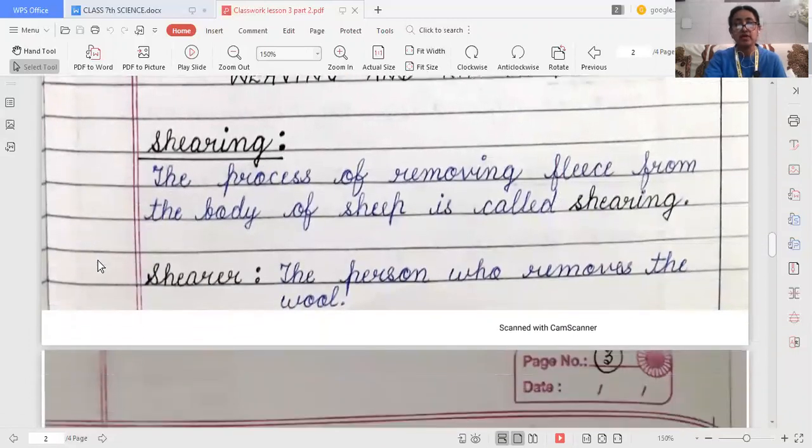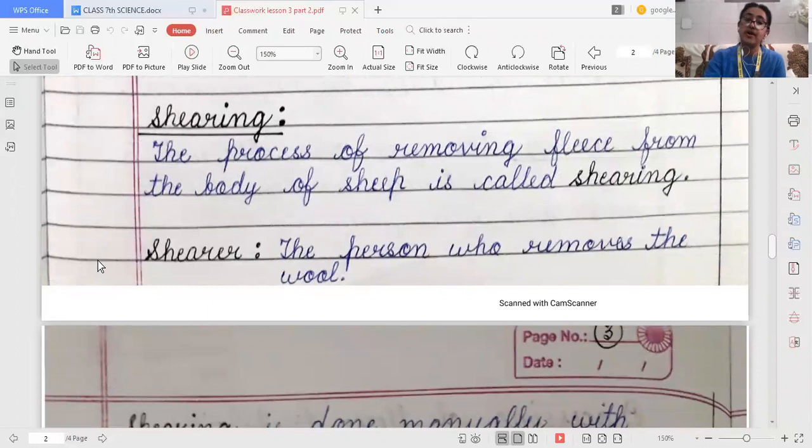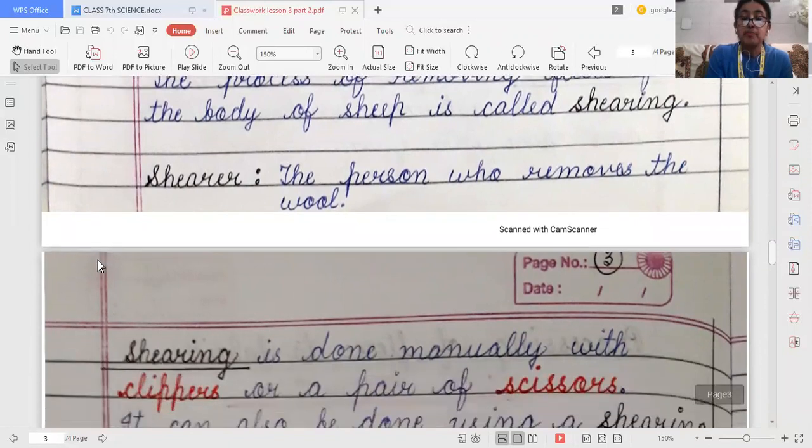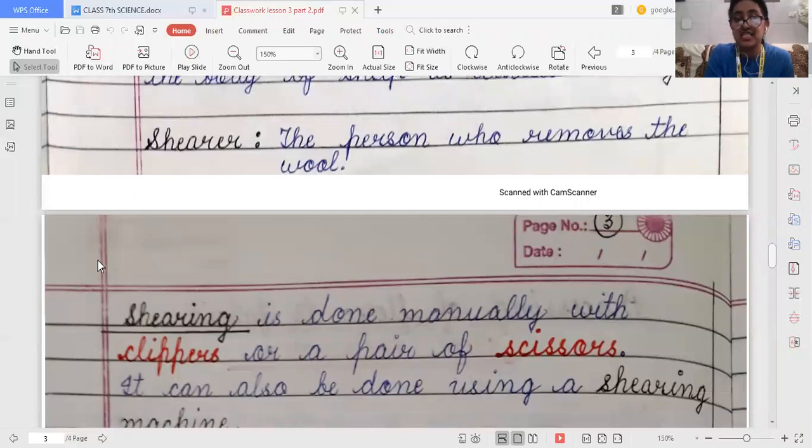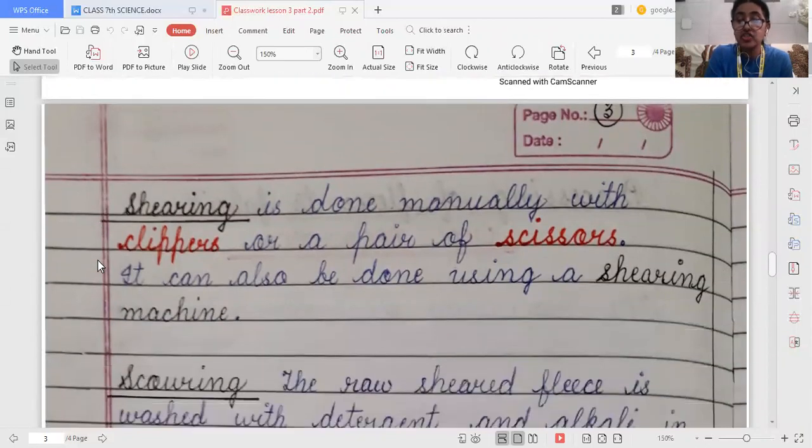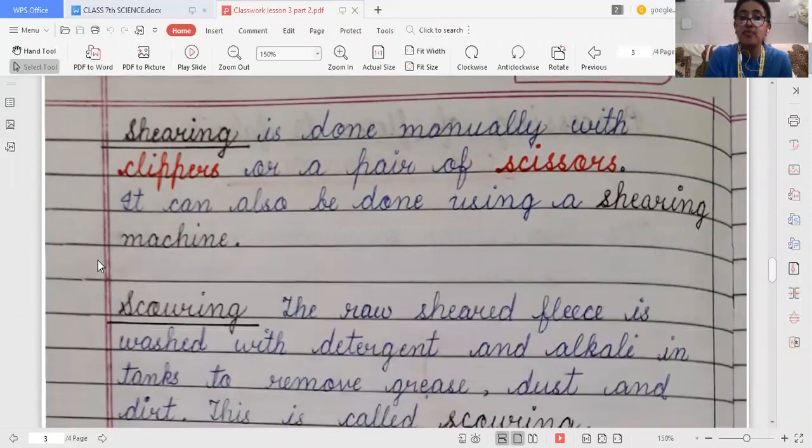Now we will go one by one along with this. First of all is shearing. Now what is shearing? The process of removing fleece from the body of sheep is called shearing. Now, how can this shearing be done? First of all, the person who removes the fleece is known as a shearer. And this shearing can be done manually with the help of clippers or a pair of scissors. It can also be done using a shearing machine. So this is the first step.